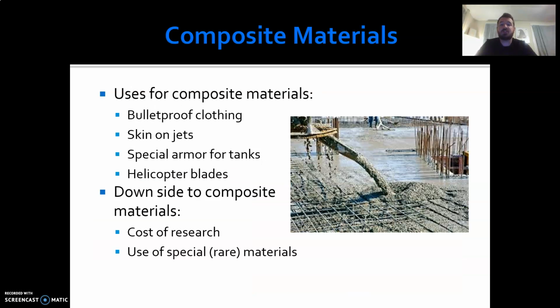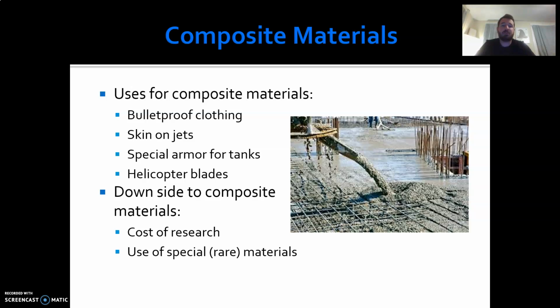All right, so some uses for composite materials would be bulletproof clothing, right, like a Kevlar vest, skin on jets like we just talked about, or armor on tanks. Helicopter blades are often composite materials. You might use a field hockey stick or a lacrosse stick or an ice hockey stick or a baseball bat that's made of composite materials.